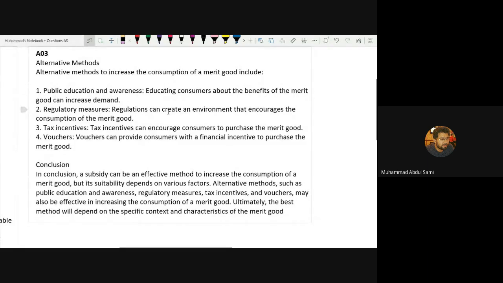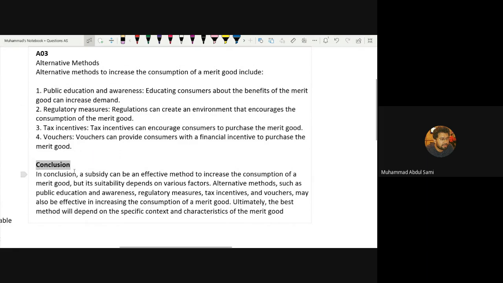Regulatory measures. We have discussed that the regulator belongs to the government, as an economic agent. So in Pakistan, it could be NEPRA, the National Electric Power Regulatory Authority, or PEMRA, the Pakistan Electronic Media Regulatory Authority. So the regulators and their role are very much evident. Regulations can create an environment that encourages the consumption of a merit good. The other possible outcome could be tax incentives. The government can use tax incentives to encourage consumers to purchase the merit good. Vouchers: vouchers can provide consumers with a financial incentive to purchase the merit good.